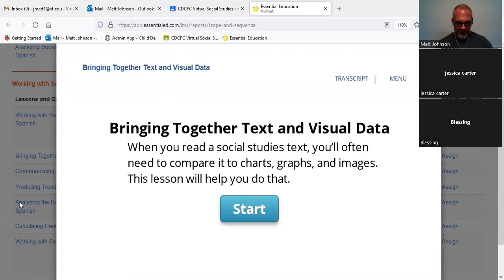Hi, this is the lesson about bringing together text and visual data. When you read a social studies text, you'll often need to compare it to charts, graphs, and images. This lesson will help you do that. Now, in social studies in particular is where you're going to see visual data. But don't be surprised in language arts if they throw a table of information at you in your test, or maybe even some numerical information from time to time. But certainly in social studies, maps, charts, graphs, different types of tables, that's all fair game.